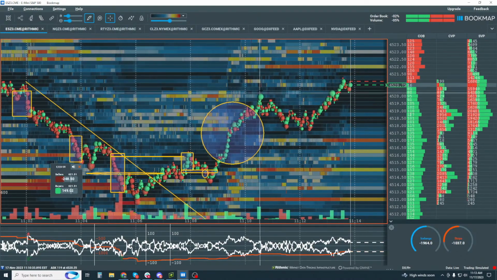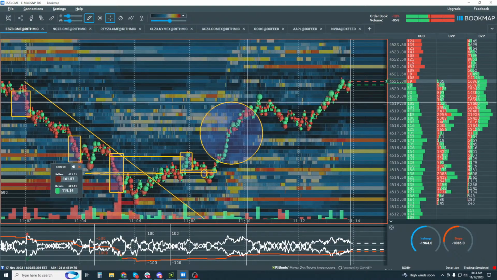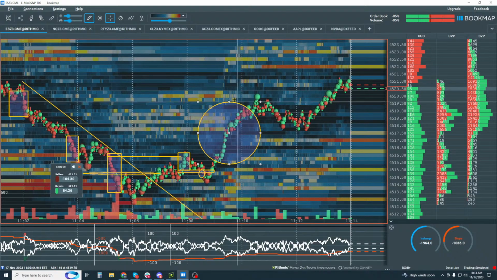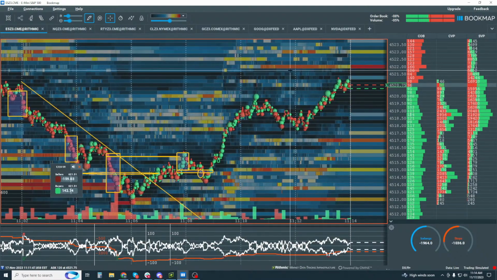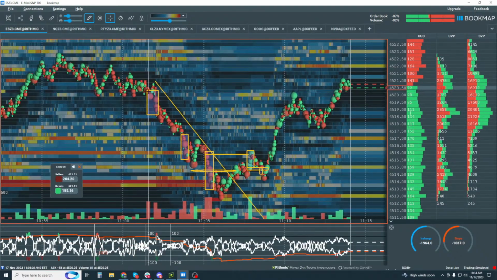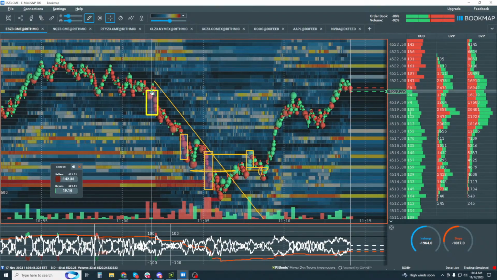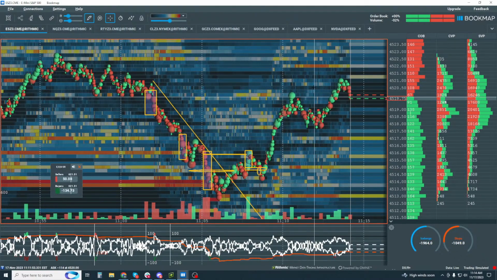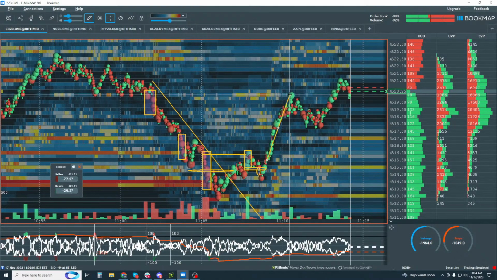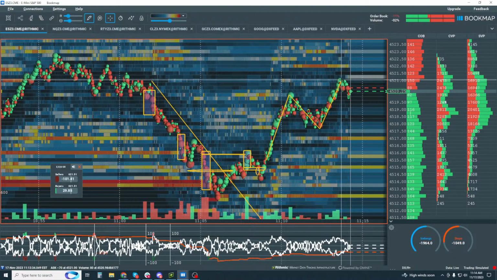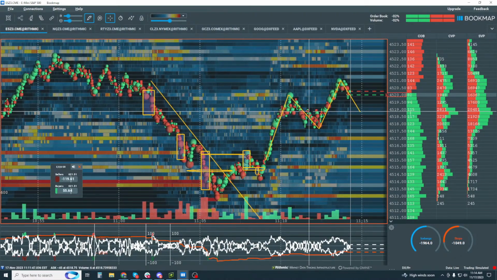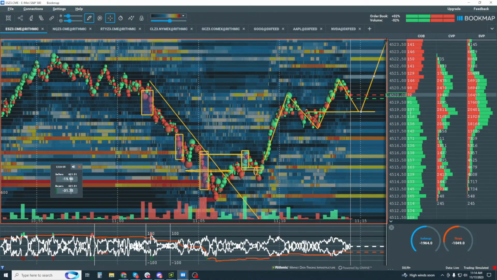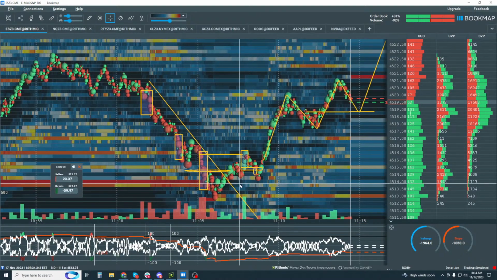Anyway, let's get rid of this. Okay. All right, and now let's see if we can get another strong move in here. Again, the pullback is, I think, likely here. Okay, something like this, maybe down to here, and then we get another strong move. Right, that's a potential scenario here.